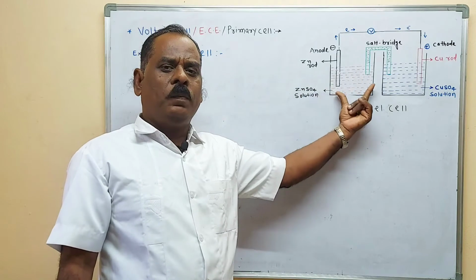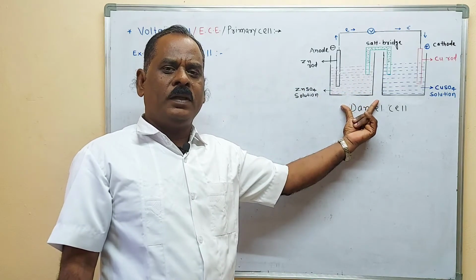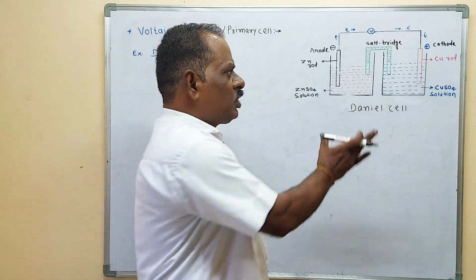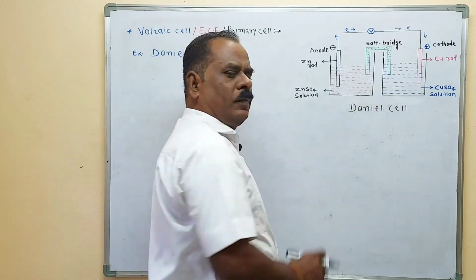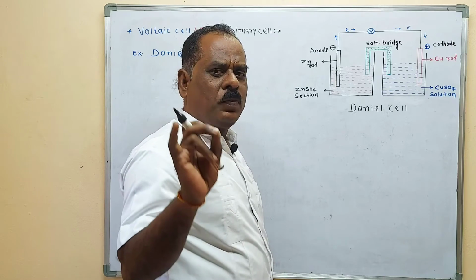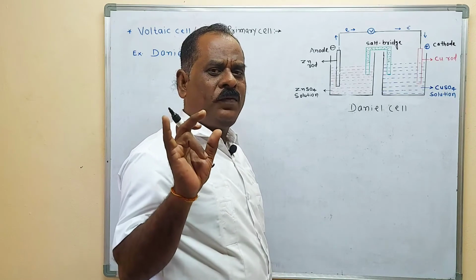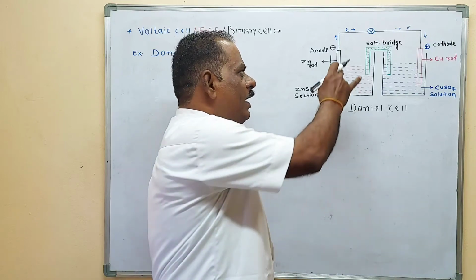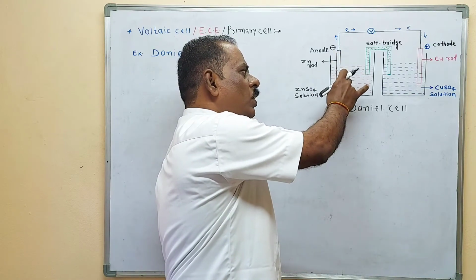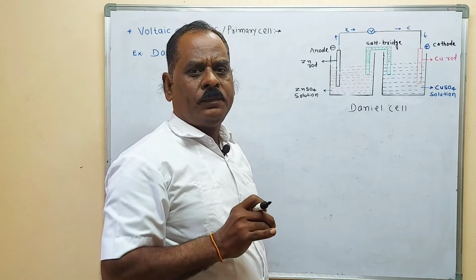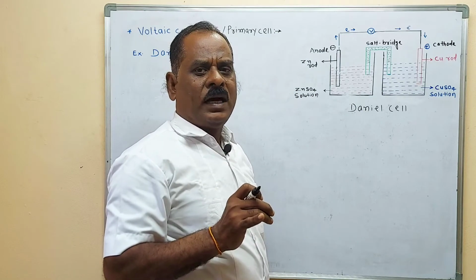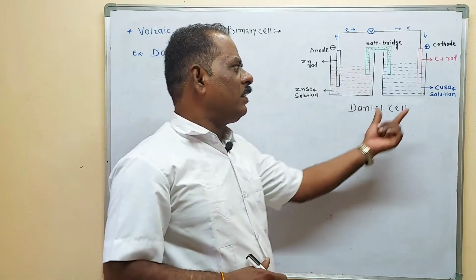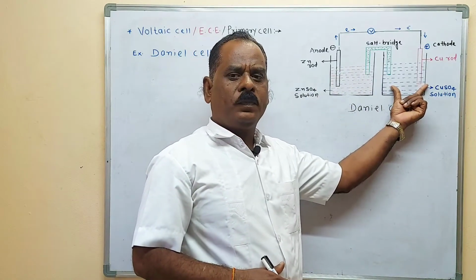Students, look at the blackboard carefully. This is a diagram of the Daniel cell. The Daniel cell consists of two half cells. Every electrochemical cell consists of two half cells. What is a half cell? You know the definition of a half cell: the cell in which a metallic rod is dipped in its own electrolyte aqueous solution. Such cells are called half cells. Here it consists of one zinc half cell and another, the copper half cell.